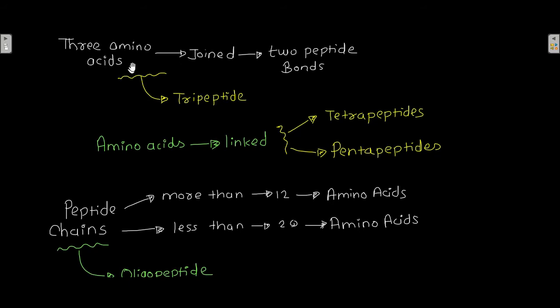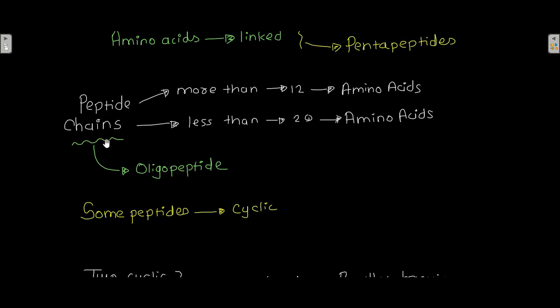Now, if three amino acids are joined by two peptide bonds, then that compound will be known as a tripeptide. Similarly, the amino acids can be further linked to form tetrapeptides and pentapeptides and so on. If your peptide chain consists of more than 12 amino acids but less than 20 amino acids, then that peptide chain is referred to as an oligopeptide.